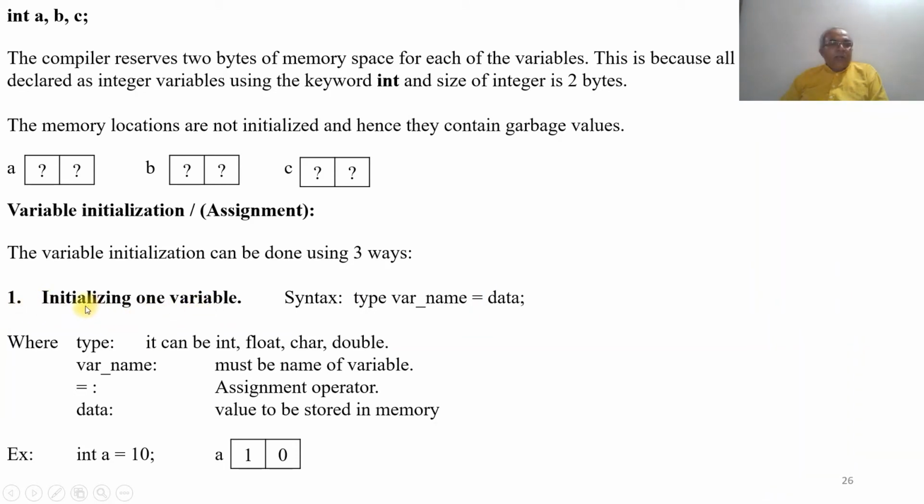Point number 1, initializing one variable. The syntax is type var_name equals data semicolon. Type means it can be int, float, char or double. Variable name var_name must be the name of the variable. For example, int a equals 10 semicolon, where a is the variable name, equals is the assignment operator, and 10 is the data value to be stored in memory. Here a contains 2 bytes of memory, so the 1 is in one byte and the 0 in the other byte.